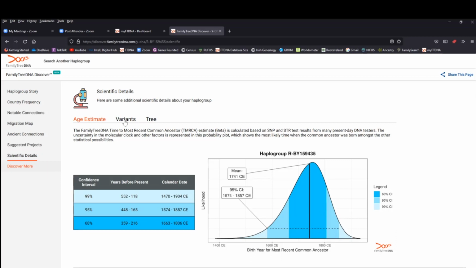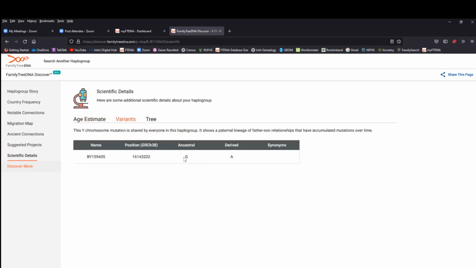Then if you want more scientific information, it gives you the variants. So this is the particular variant that means RB159435. So everyone who is in that group, they have that figure there, that you would normally have a G at that position in your DNA, but our little group has an A at that position. And that's what defines that particular group. So that's just letting you know what constitutes really that group.